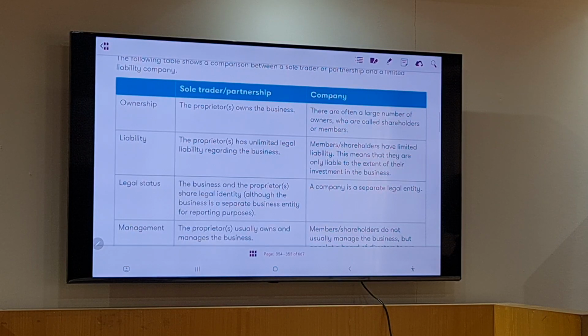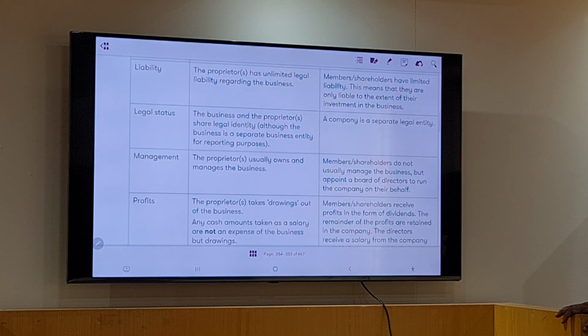This is the comparison between sole trader or partnership and company. Ownership, the proprietor owns the business. Company, there are often a large number of owners who are called shareholders. Liability, the proprietor has unlimited legal liability regarding the business. Members or shareholders have limited liability, which we discussed. Legal status, the business and the proprietor share legal entity though the business is a separate business entity for reporting purposes. The company is a separate legal entity. Management, the proprietor usually owns and manages the business. Whereas members or shareholders do not usually manage the business but appoint a board of directors.